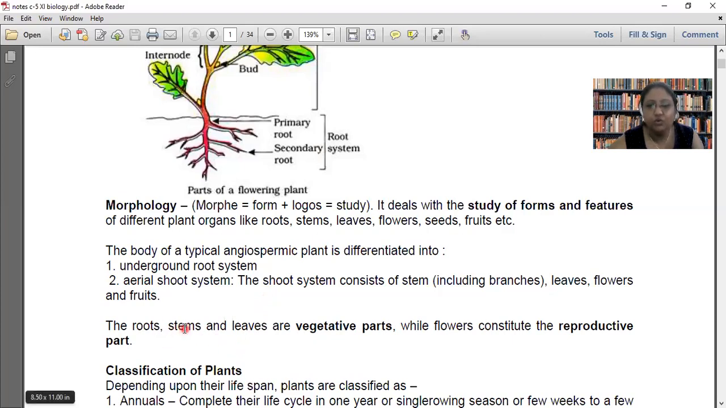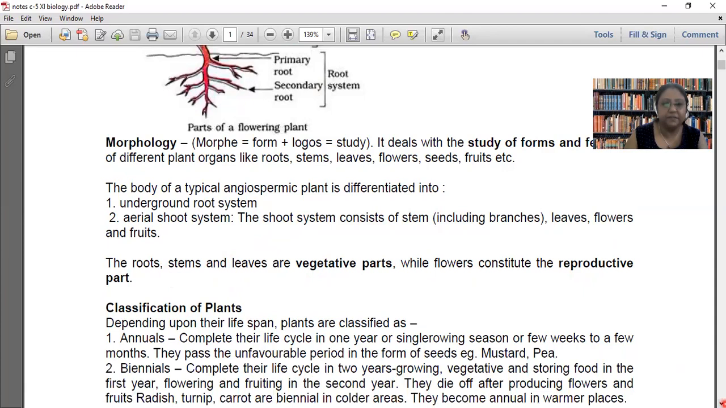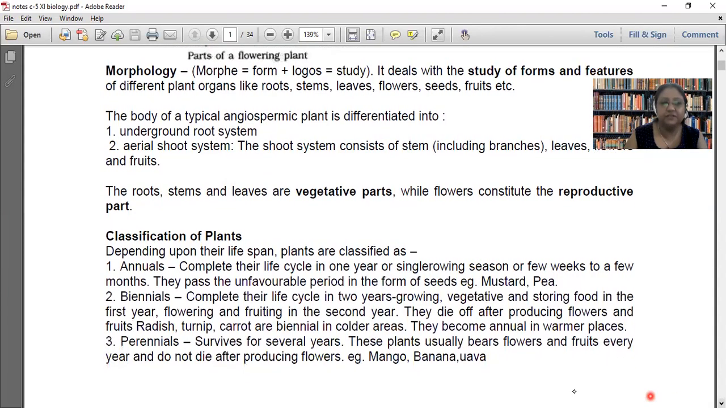Root, stem, leaf, all these are known as vegetative parts because they are responsible for the plant to live. But when it comes to the creation of a new generation, that part is the reproductive part, and flowers are the reproductive part which is responsible for the continuation of the species. Plants can be classified into different types depending on their lifespan.